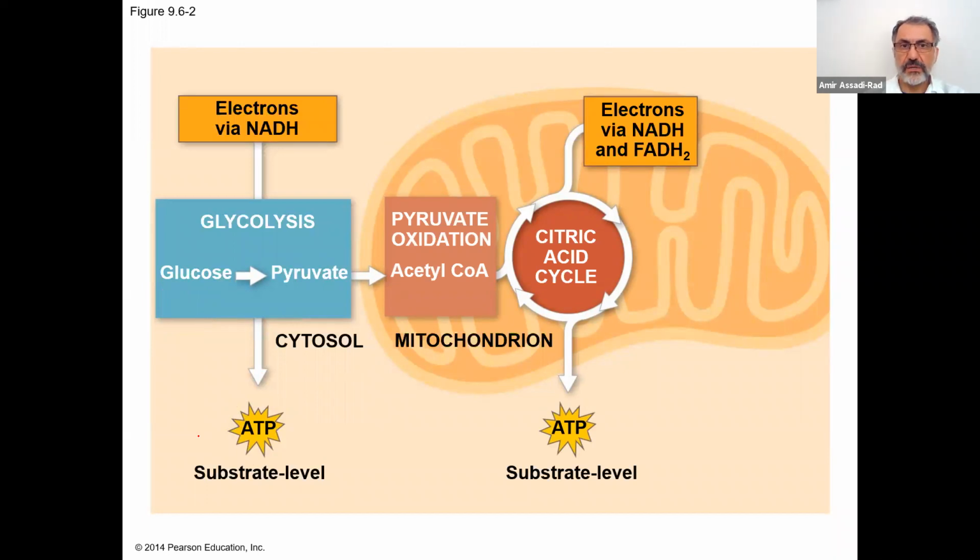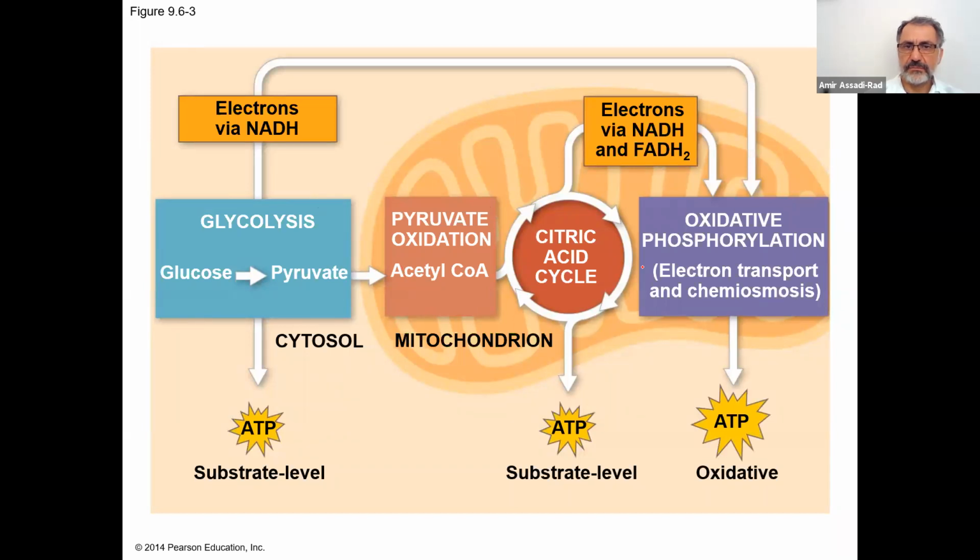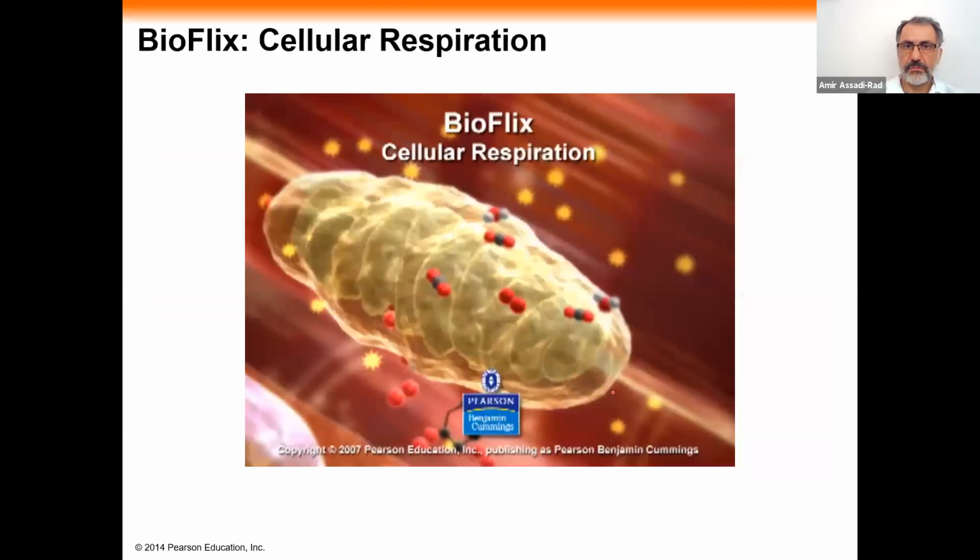In the mitochondria, pyruvate becomes acetyl-CoA, and acetyl-CoA goes through the citric acid cycle. They're showing you the orange color here. The blue is the fermentation or glycolysis, and then the orange is pyruvate oxidation, and of course the citric acid cycle is part of the orange. And then oxidative phosphorylation releases a lot of ATP. We'll talk about it.